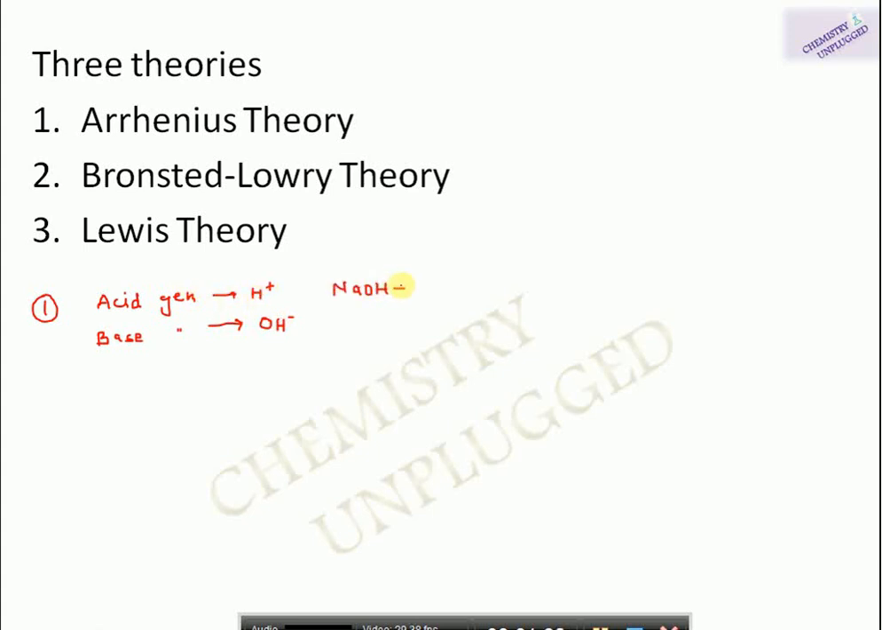Suppose in the case of the NaOH and HCl reaction, there is the formation of NaCl and water. In this reaction, NaOH is acting as a base because it is generating OH-, and HCl is acting as an acid because it generates H+. So there is the formation of salt plus water, and this reaction is known as neutralization. We all know about this.